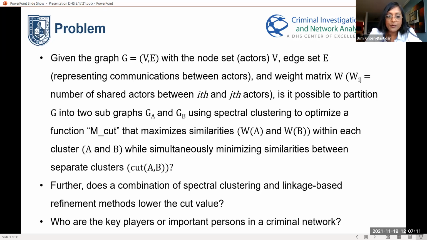And some of the questions that we wanted to know: who are the key players of the network, who are the important persons, who is the strategist in criminal networks, and so on and so forth.